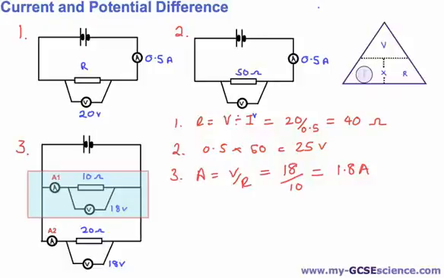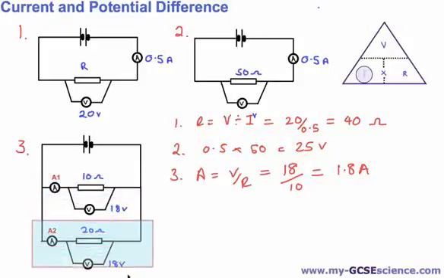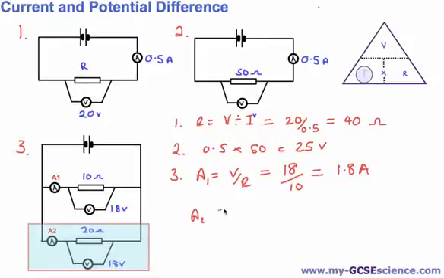Now if we're going to work out the same for the second one down here, we have to focus on that part of the circuit. The resistance in this case is different. It's now 20 ohms. So the way we would do that is for A2, it's voltage over resistance, so it's 18 over 20 this time, and that will give us a value of 0.9 amps. So that's how you use the formula and the formula triangle.